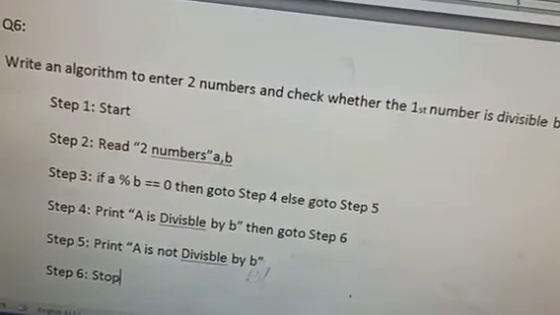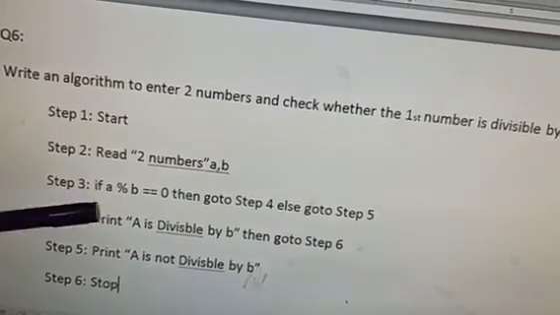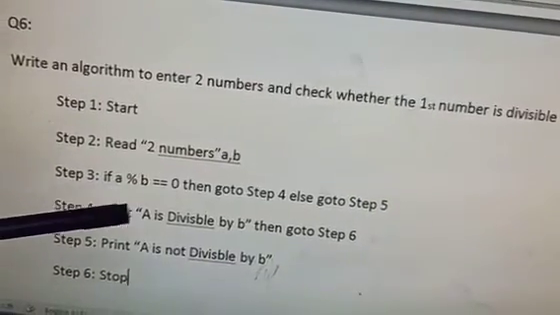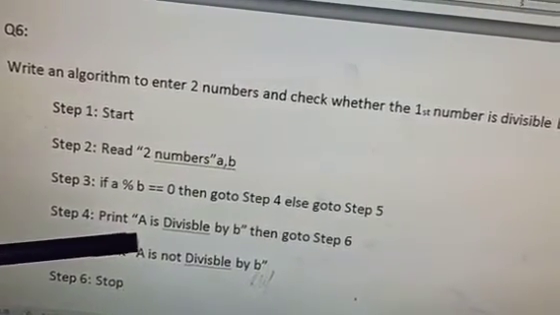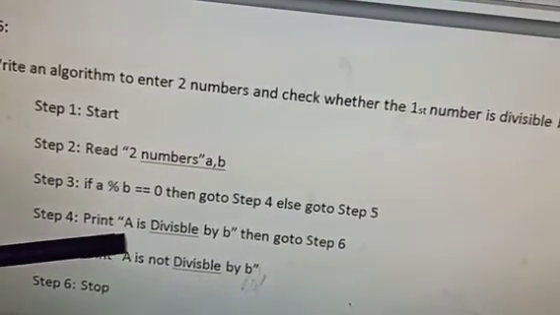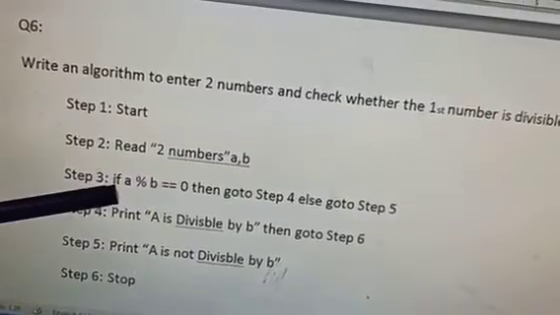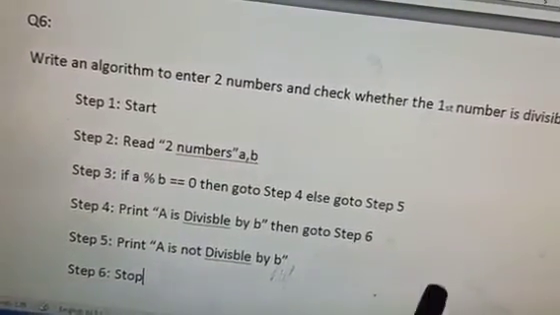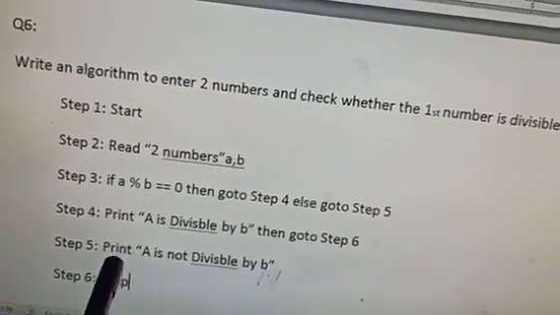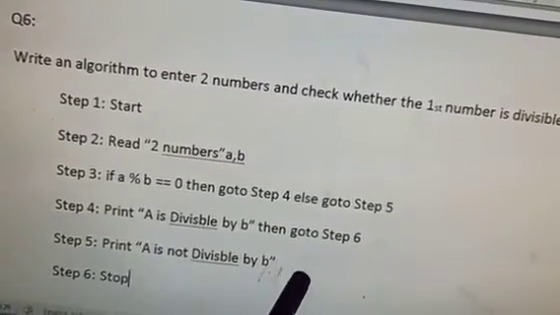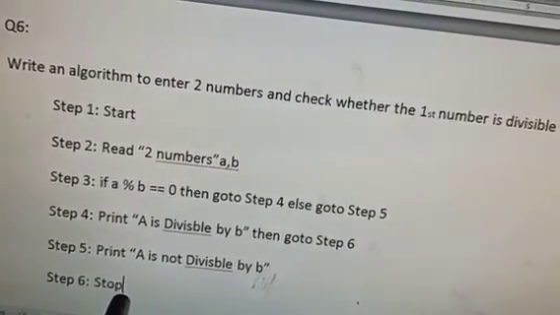So now you can easily understand, if it is coming 0 remainder while dividing A mod B, then A is divisible by B, then stop. But maybe the condition is not true, that means if the remainder is not coming 0, so it will move to step 5 directly, and we are printing A is not divisible by B, and after that it will move to the next step automatically.